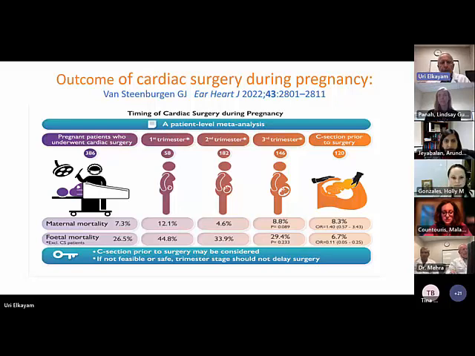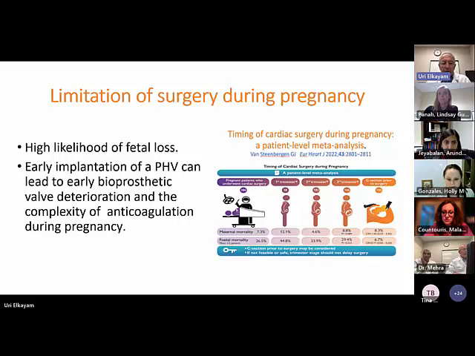This is the latest paper, just published in the European Heart Journal, looking at the outcome of cardiac surgery done during pregnancy. You can see both maternal mortality as well as fetal mortality. Fetal mortality has been known to be increased when a woman has surgery during pregnancy. It is interesting that even recently we have not found a way to decrease it. The mortality on average was 26%. It didn't make a difference what trimester, although the first trimester seems somewhat higher. Surprisingly, maternal mortality was 7.3%, mostly because these patients were really sick. So the high likelihood of fetal loss is an issue.